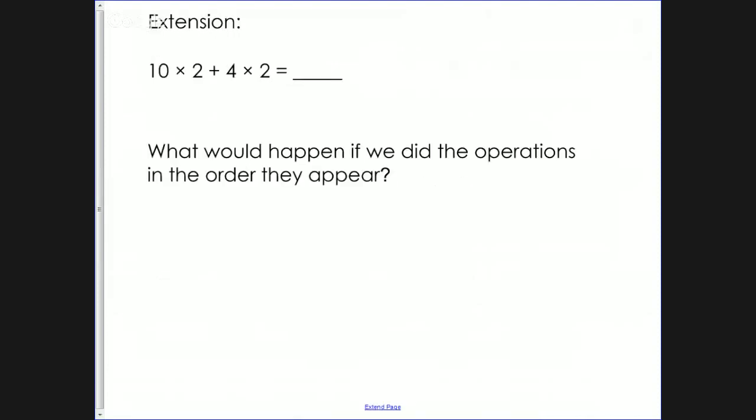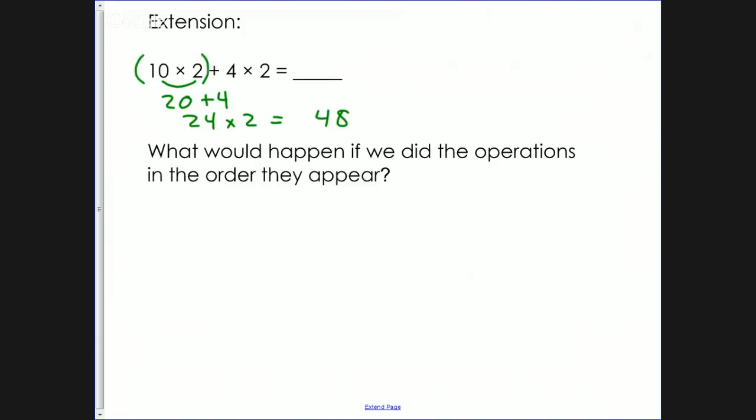So looking at this, 10 times 2 plus 4 times 2 equals, it says what would happen if we did the operations in the order they appeared? Meaning we did 10 times 2, which is 20, then we added the 4, which is 24. Then we multiplied by 2. Well, 2 4s are 8 and 2 2s are 4. It would equal 48. Is that the right answer?